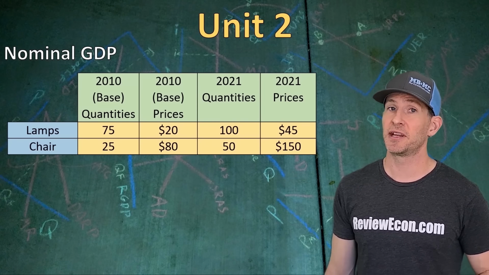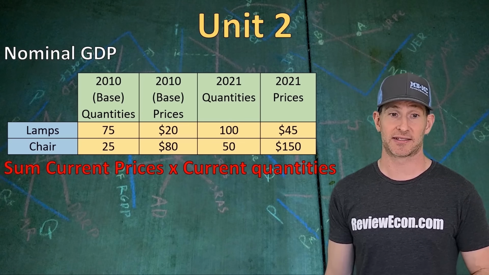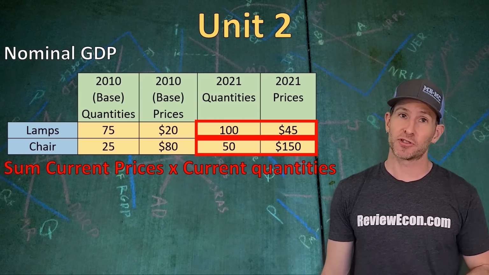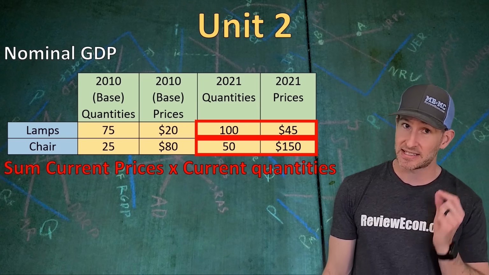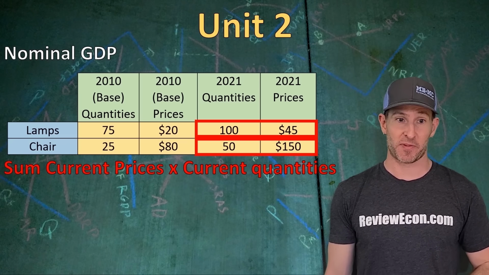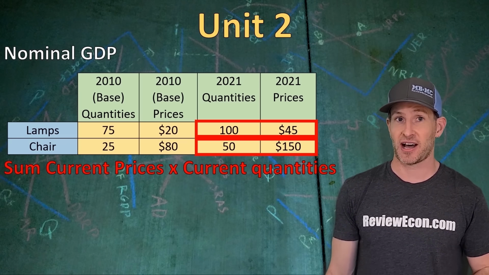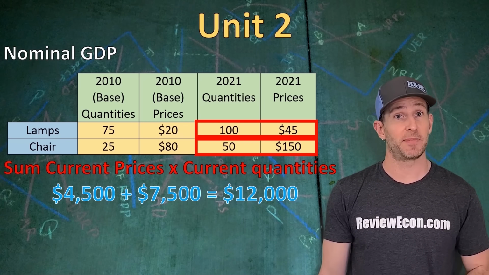For nominal GDP, we're going to sum the current prices times the current quantities. So we're going to take the 100 lamps that were produced in this economy and multiply that by the $45 that each of these lamps cost. Then we're going to take that total and add it to the 50 chairs that were produced multiplied by the $150 that each of those chairs cost. Then sum it all up and that gives us $12,000 of nominal GDP for this economy.